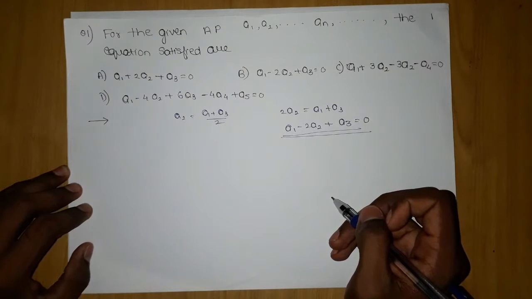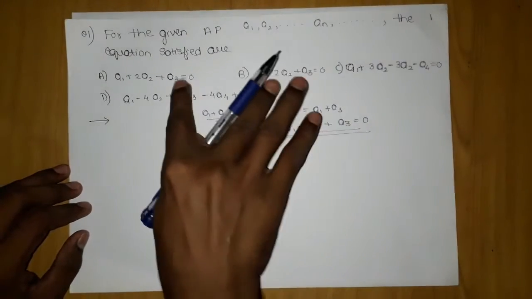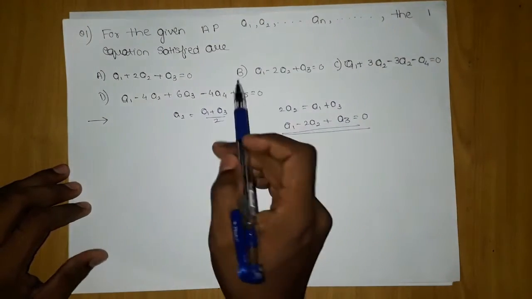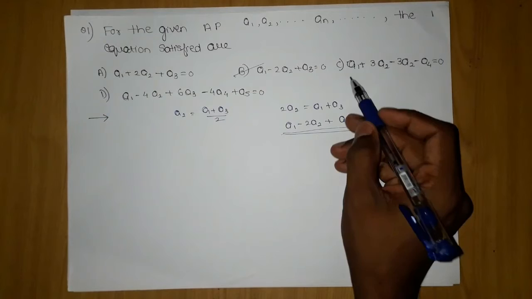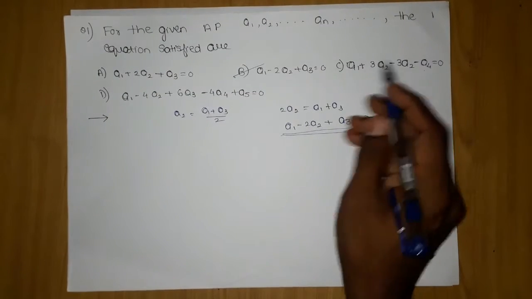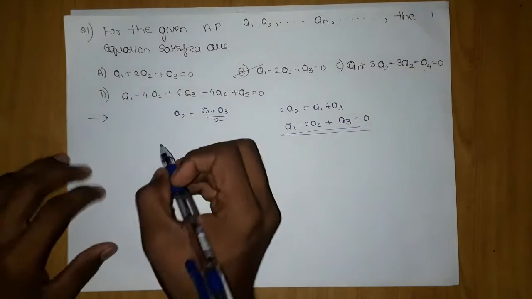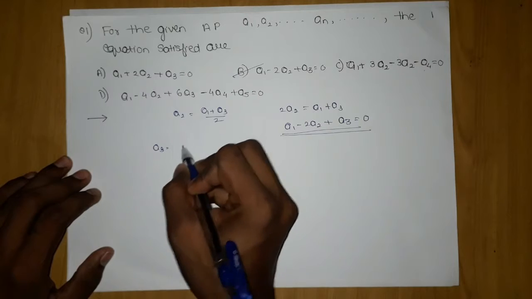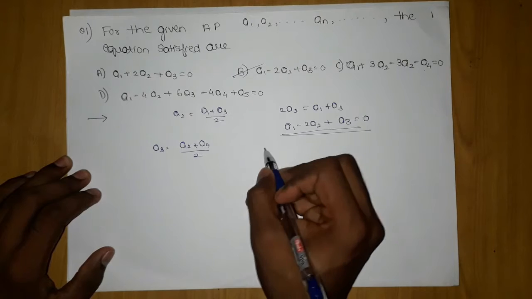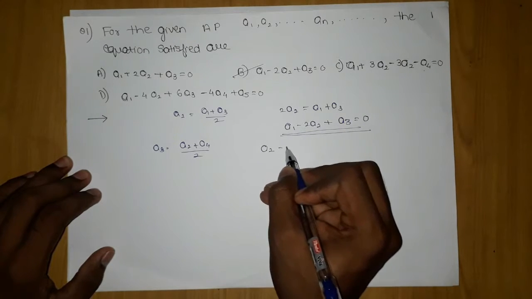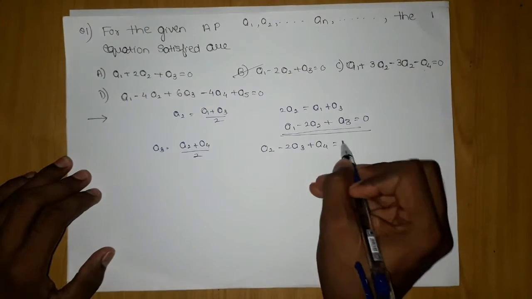Now let's focus on the next. Similarly, out of these options I have knocked out this one, and I have got this one true. So my one option is correct. Now let's focus on this. Here A4 and A5 are present in the question, and A3 is also present. How can I get them? A3 will be A2 plus A4 upon 2, which we can write as A2 minus 2A3 plus A4 should be equal to 0, right?